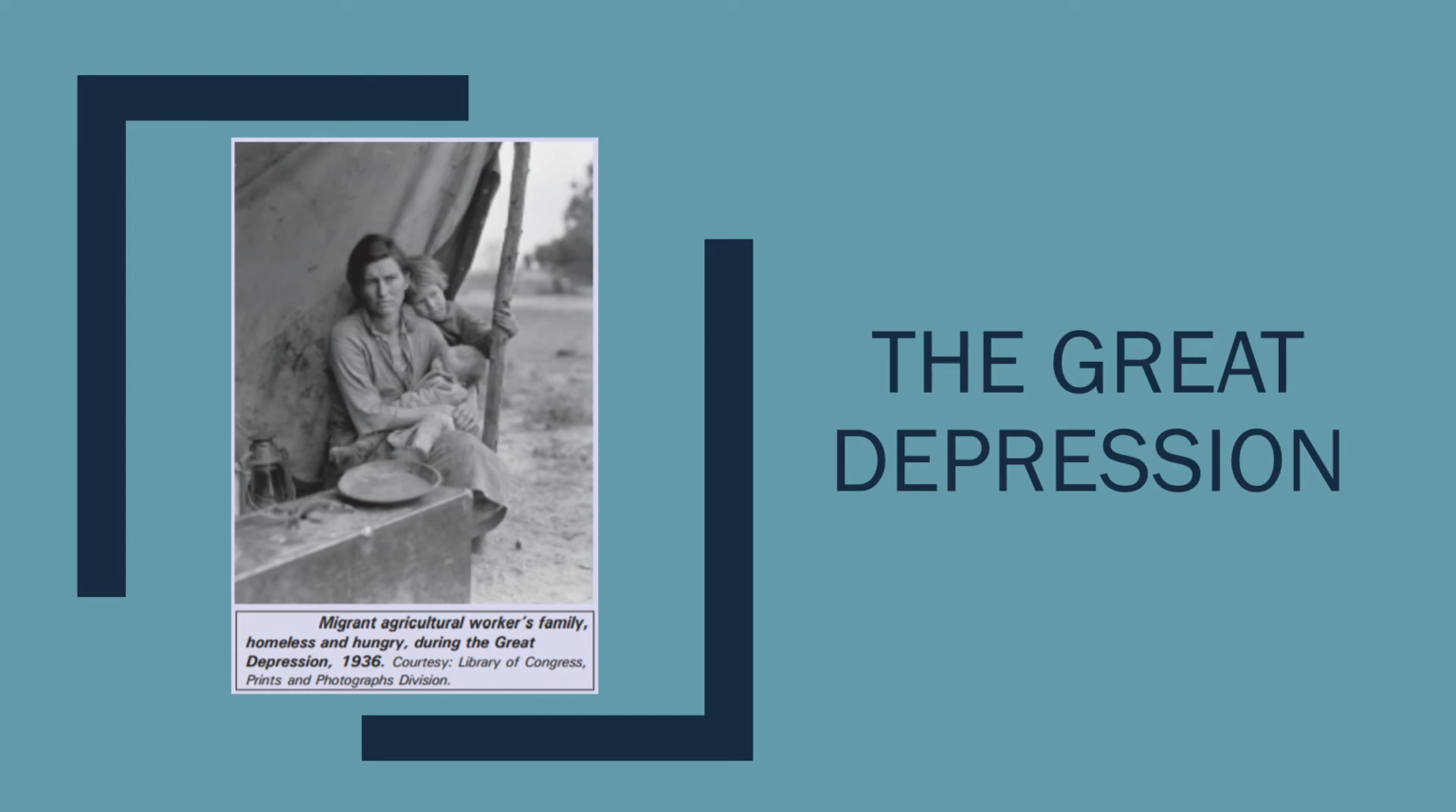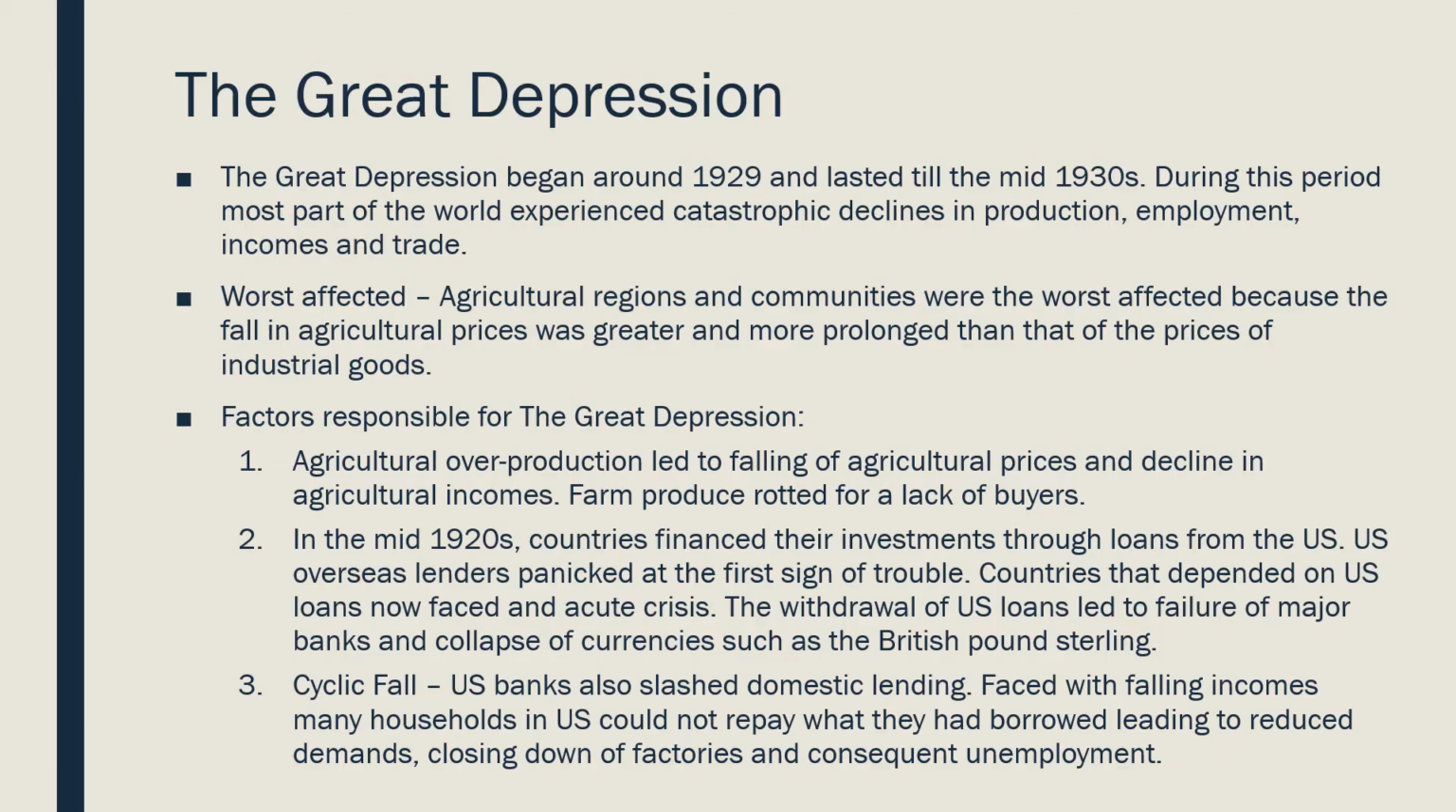The Great Depression is another important subsection. It started in 1929 and continued up till the mid 1930s. It affected the economic boom of the entire world in a great manner. As I told you earlier, the Great Depression began around 1929 and lasted up till the mid 1930s. Now, this was a period of economic catastrophe because most parts of the world experienced decline in production, employment, incomes, and trade.